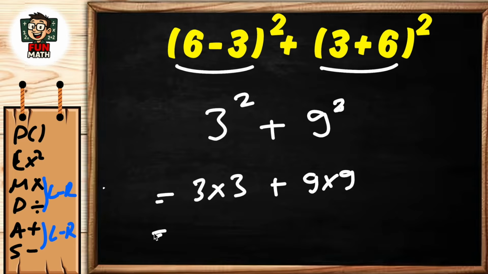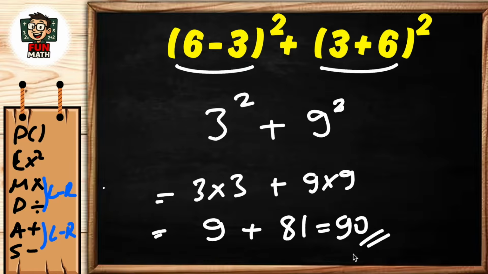Now, let's find the result of the multiplication. 3 times 3 equals 9, plus 9 times 9 equals 81. Finally, addition. 9 plus 81 equals 90. We solved the solution in detail.